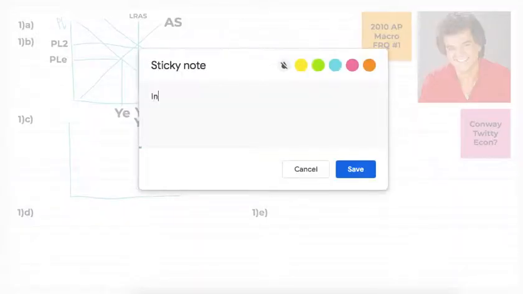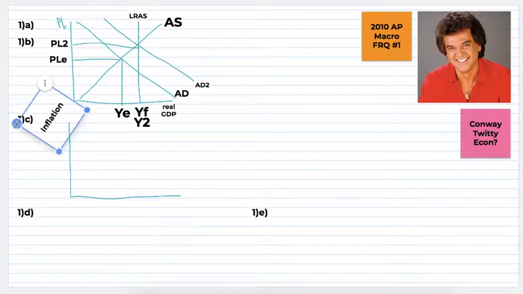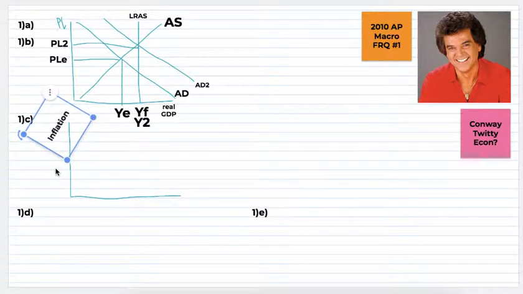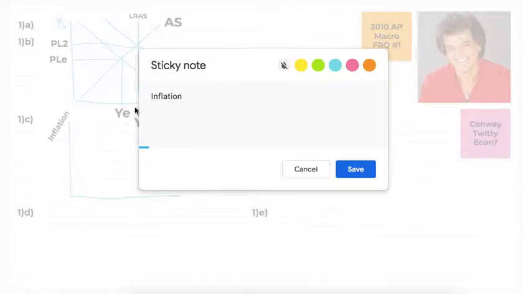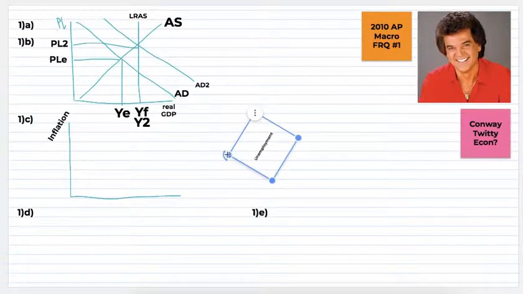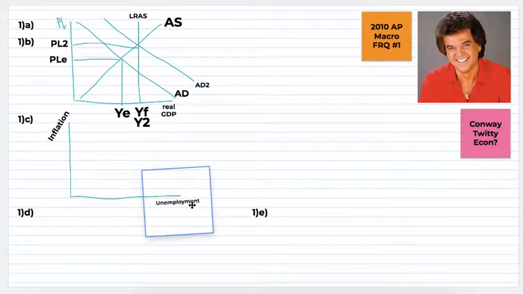So Phillips curve is labeled as inflation on the y-axis. Let's move that down here and curve it so it's staying out of the way a little bit. Let's copy and paste it, and then let's label this one as unemployment. We put that on the x-axis. Curve it this way. Make it a little bigger so we can see it better.